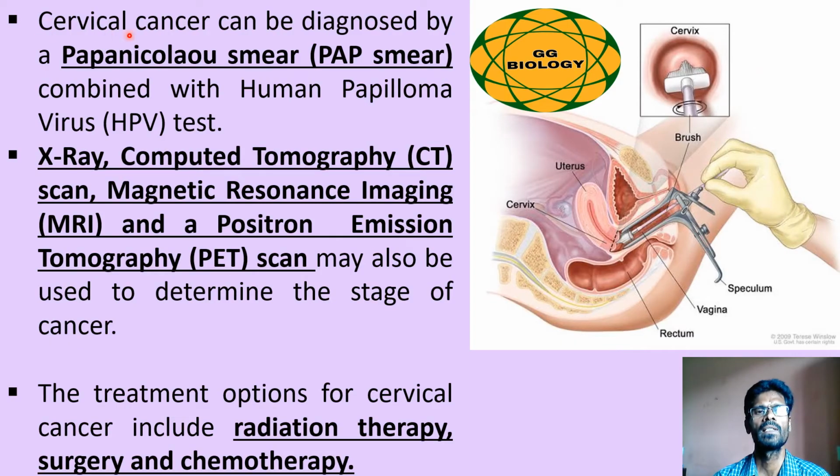Cervical cancer can be easily diagnosed by a test called the Papanicolaou smear, or Pap smear, combined with a human papilloma virus test. The different stages of the cancer can be determined by any one of the following techniques, namely X-rays, computed tomography, magnetic resonance imaging and positron emission tomography scan. By any one of these scanning methods, the different stages can be easily identified. The treatment for cervical cancer is radiation therapy, surgery and chemotherapy.